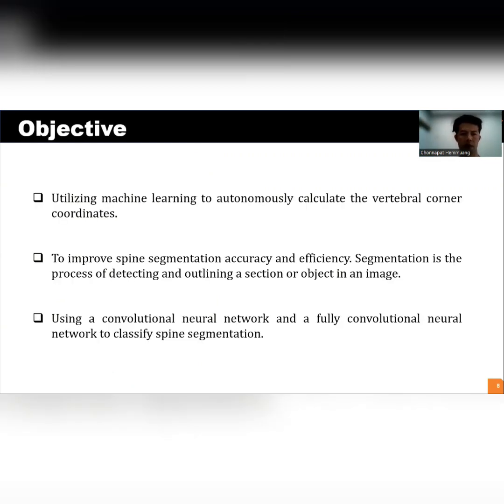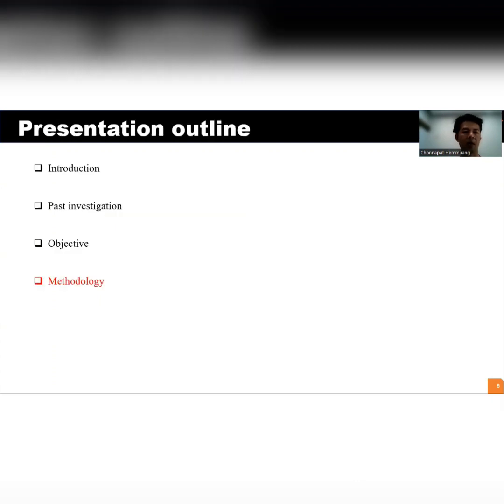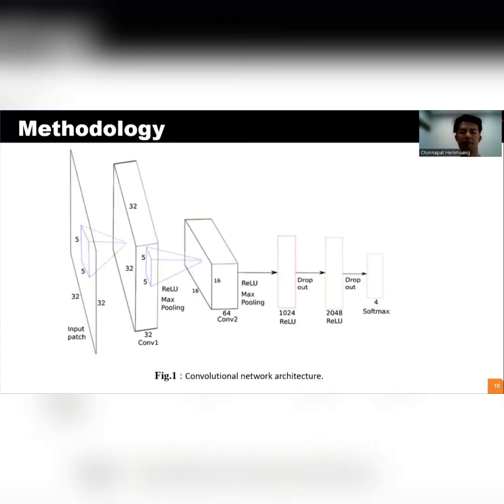Okay, and then this presentation has 3 objectives. The first, utilizing machine learning to automatically calculate the vertebral corner coordinates. The second, to improve spine segmentation accuracy and efficiency. Segmentation is the process of detecting and outlining a section or object in a picture. And the last, using a convolutional neural network and fully convolutional neural network to classify by segmentation. Okay, and the last, methodology.